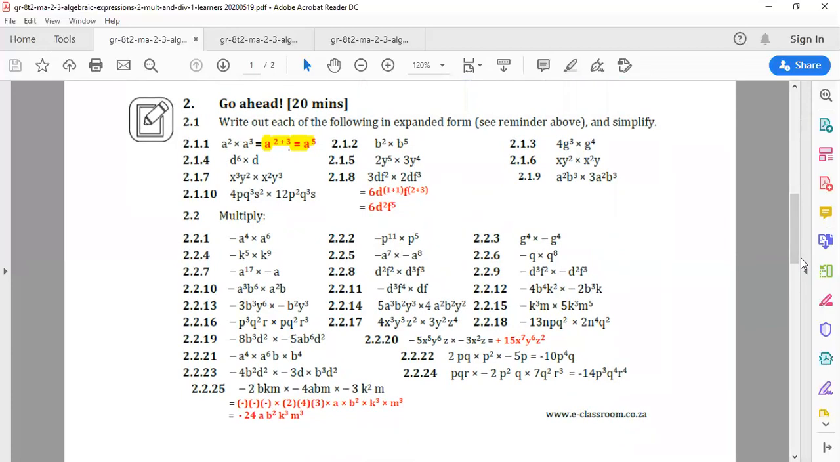In question 2, there are numerous examples for you to work out and to be familiar with. For example, 2.1.1, you were asked to calculate what is a squared multiplied by a cubed. And from above, you write down the base, which is a, and you add the exponents, 2 plus 3 equals a to the power 5 or a exponential 5.